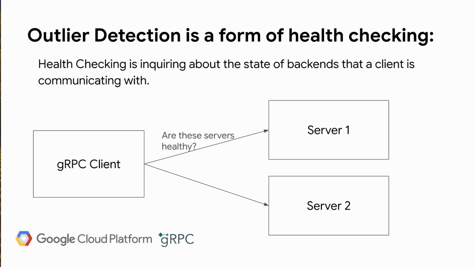Outlier detection is a form of health checking, and so you can think of health checking as inquiring about the state of the backend. So say you have a gRPC client that's talking to two servers, it's trying to figure out, are these servers healthy? Can they respond to traffic correctly? And so what outlier detection does is it uses this information to potentially stop sending requests to outlier backends.